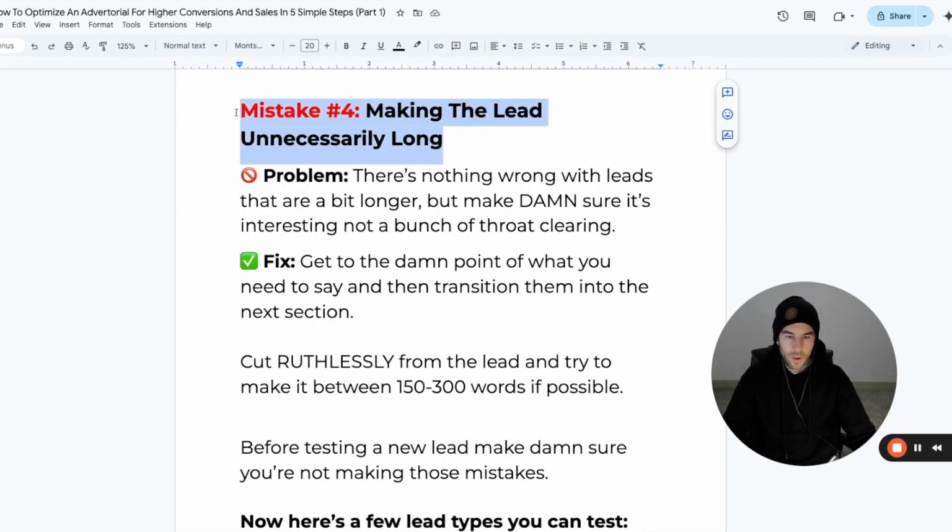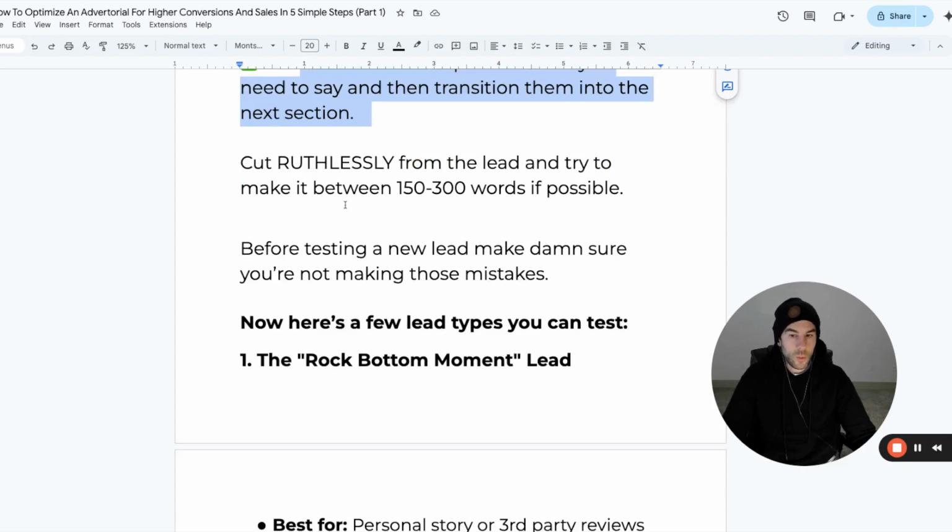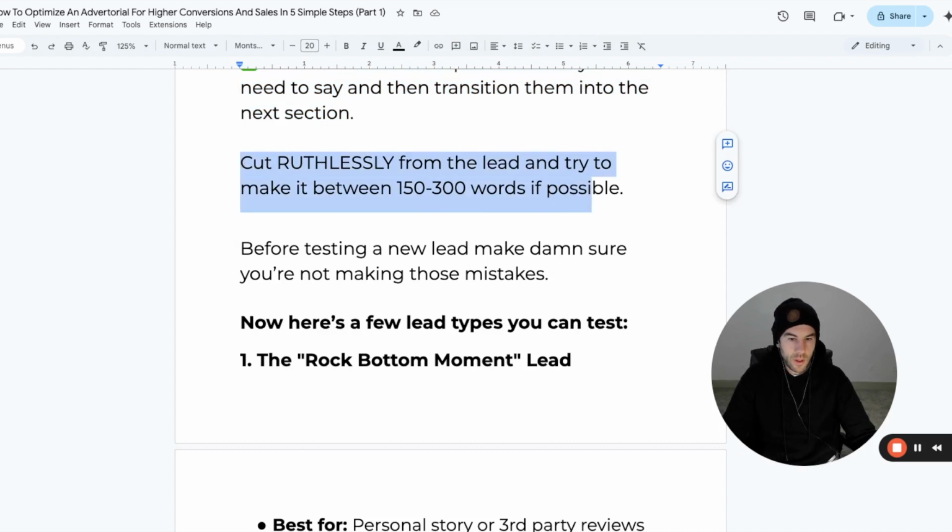Mistake number 4 is making the lead unnecessarily long. Now, there's nothing wrong with leads that are a bit longer, but make damn sure it's interesting and not a bunch of throat clearing. Get to the point of what you need to say, then transition them into the next section. Really, what you want to do with your lead is you want to be absolutely ruthless with the lead and try to make it between 150 to 300 words if possible.